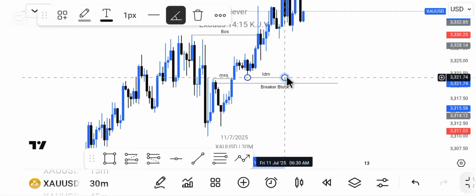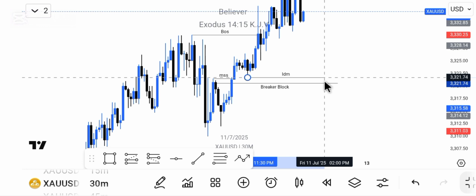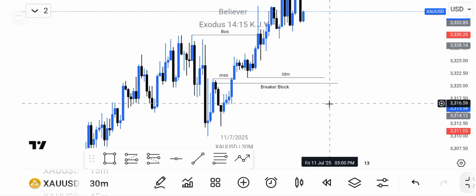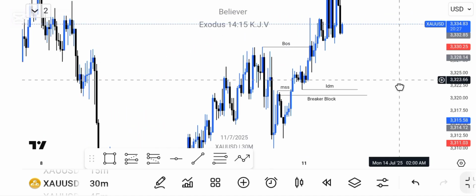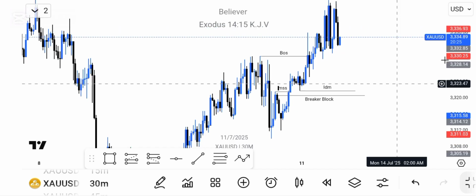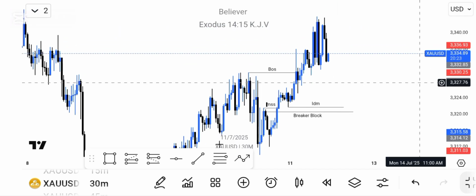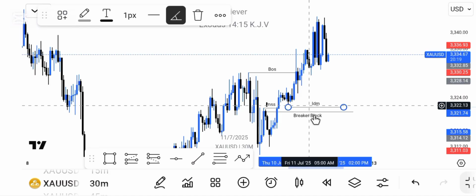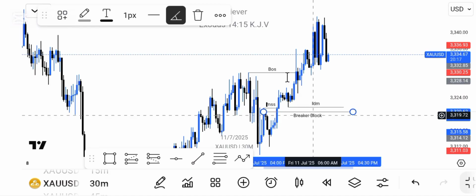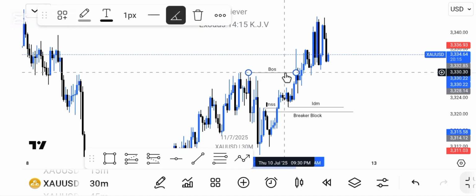Alright, so since that has been said, the next thing is just to mark out the position. So I have first my market structure shift, I have inducement, next I have my breaker block here. Remember, I have this breaker structure. This breaker structure is more like an additional confirmation to show that we are moving higher.